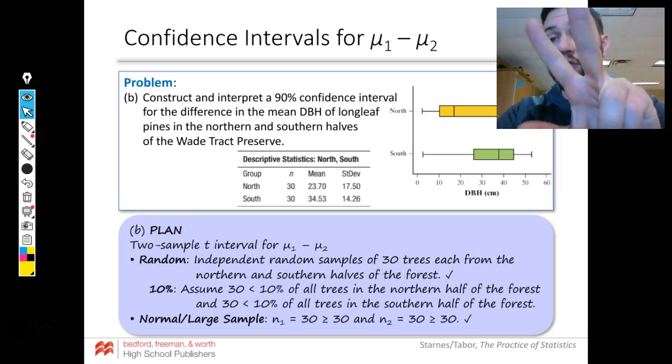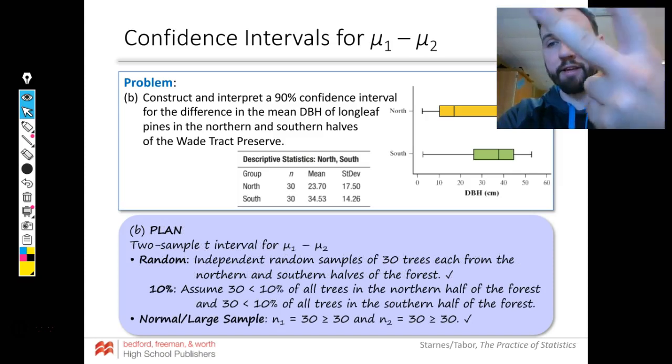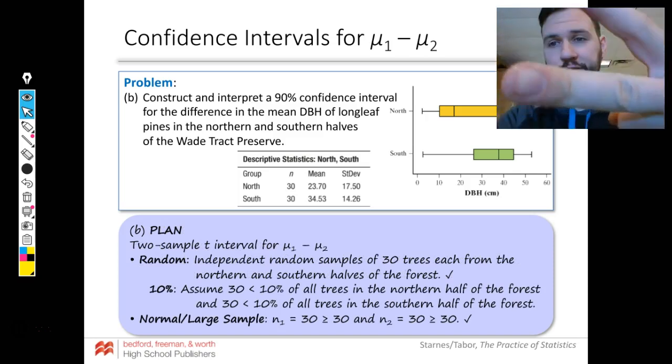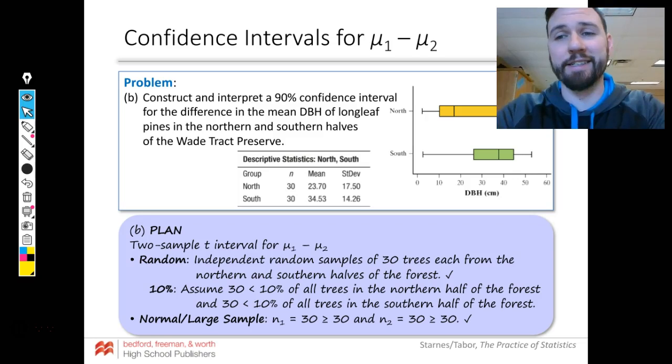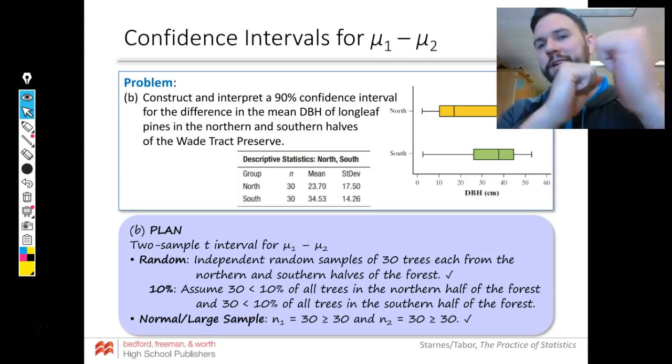Alright, we're going to do a 2-sample t-test because we're taking two samples. Okay. Was it random? Yes. 10%? I'm hoping 30 is less than 10% of all trees, or else that's a sad forest. Is it normal large? 30 is equal to 30. We good on both accounts.